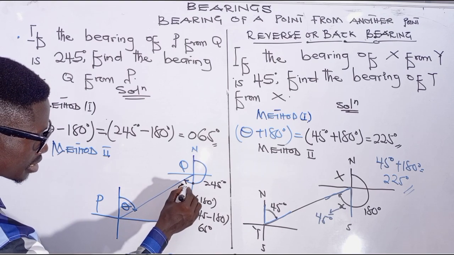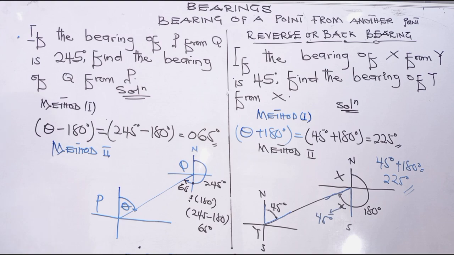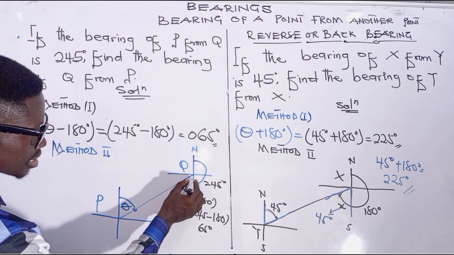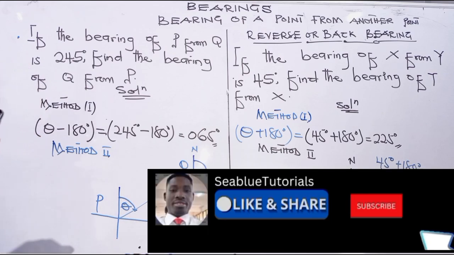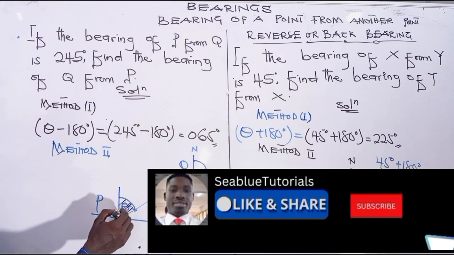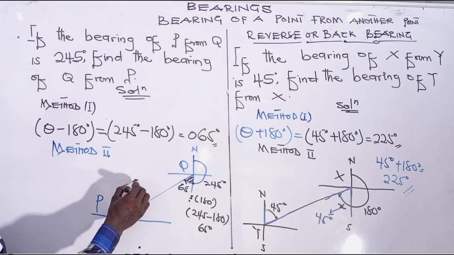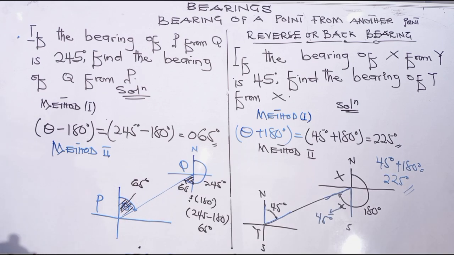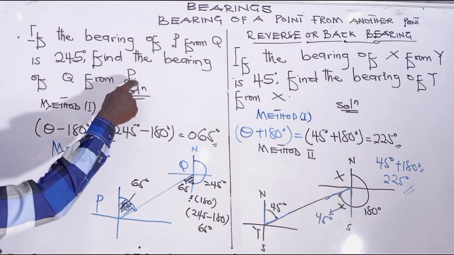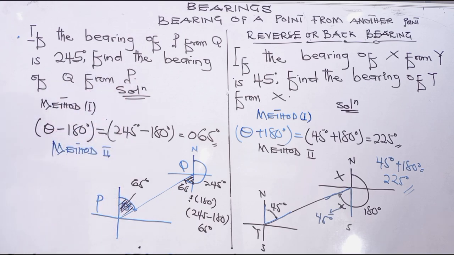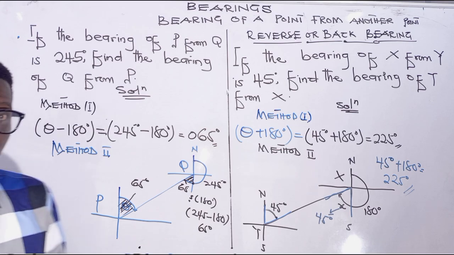So it means that this particular angle is what? 65 degrees. Now applying the alternate angle concept, we can say that this angle is alternate to this particular angle. Therefore, angle theta is equal to 65 degrees. So the bearing of Q from P is what? 65 degrees. This brings us to the end of today's lesson.